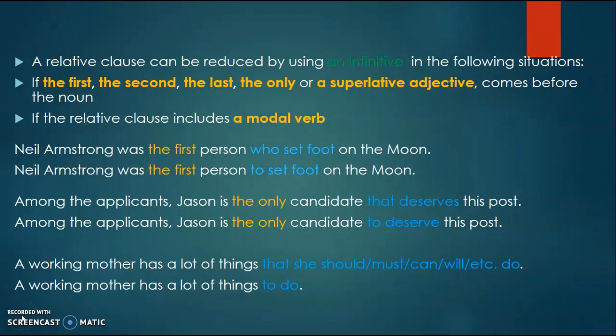Another way to reduce a relative clause is by using an infinitive. It is done in the following situations. If the first, the second, the last, the only, or a superlative adjective comes before the noun. If the relative clause includes a modal verb. Let's take a look at the examples.